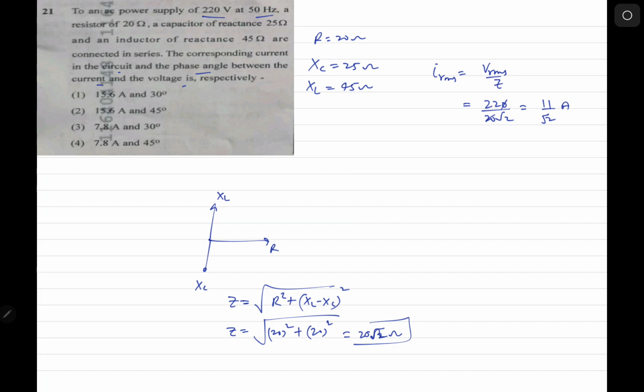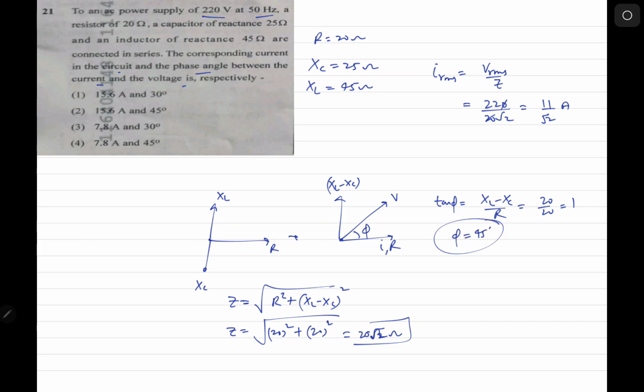Okay, now the resolved diagram is this one, XL minus XC. Now the resultant will be this one, and this is the phase angle, the phi. So tan phi, we can find the phase angle between the voltage and the current. Okay, so that is phi. So tan phi is XL minus XC by R. XL minus XC is 20, by 20. So phi is coming as 45 degree.